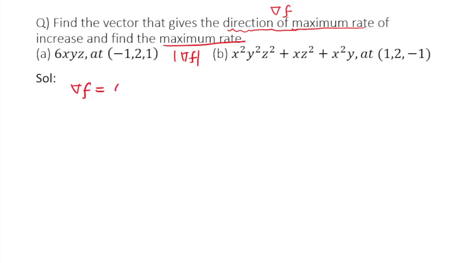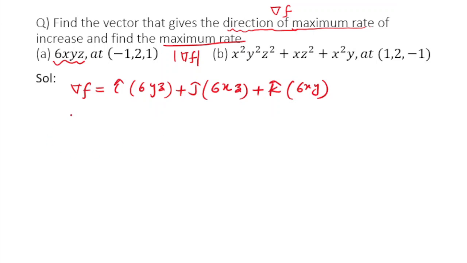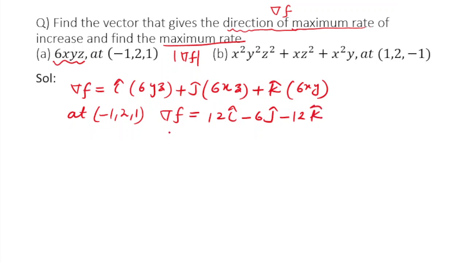I can write directly: cap del by del x of this will give me 6yz, plus j cap del by del y of this will give me 6xz, and plus k cap del by del z of this will give me 6xy, at the point (-1, 2, 1). So at this point, del f will be what? y is 2, so 2 into 1 is 2, so it will be 12 i cap. xz is -1, so it will be -6 j cap, and xy is -2, so it will be -12 k cap. Okay, so this is the del f in the direction of this.